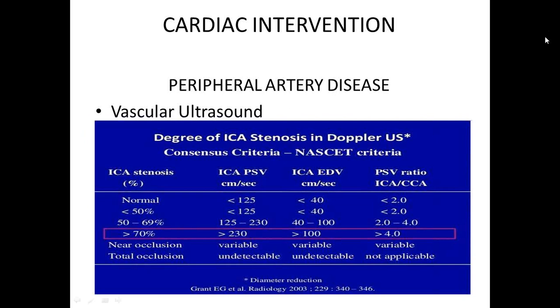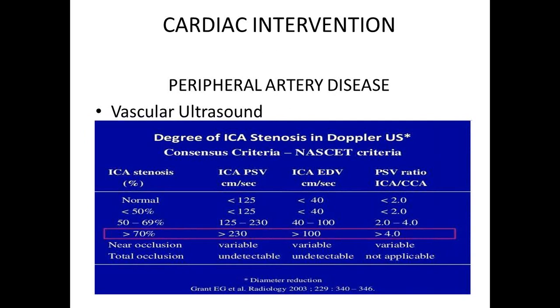Now we have criteria to determine the percentage or the degree of stenosis, and one of them is the so-called NASCET criteria, the consensus criteria. Okay.